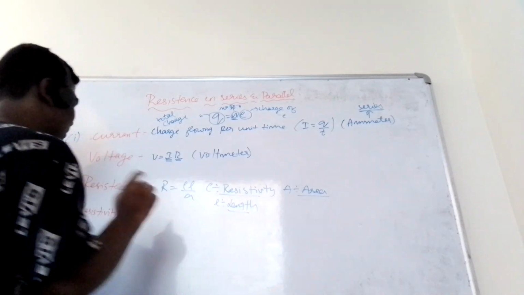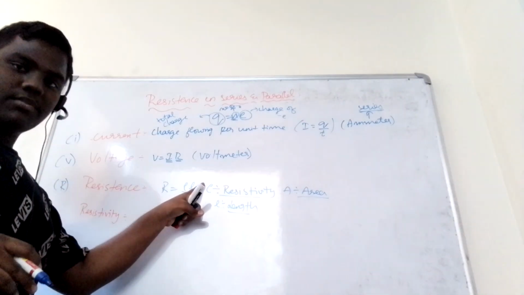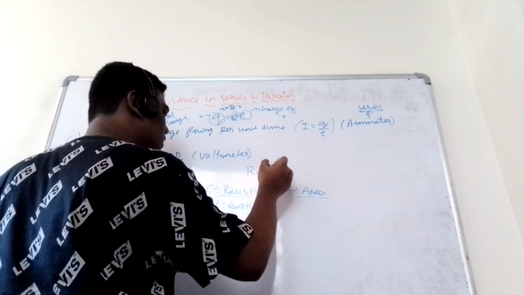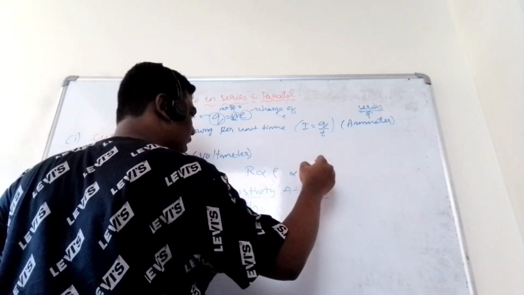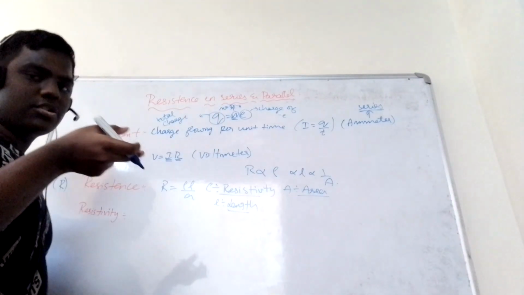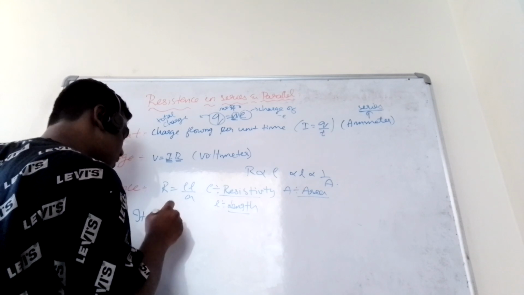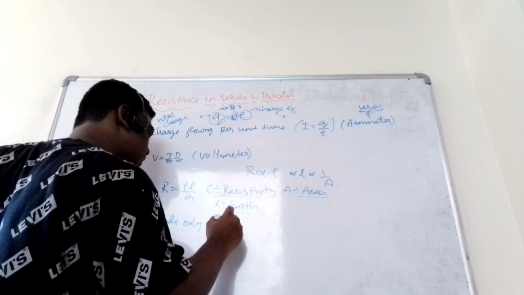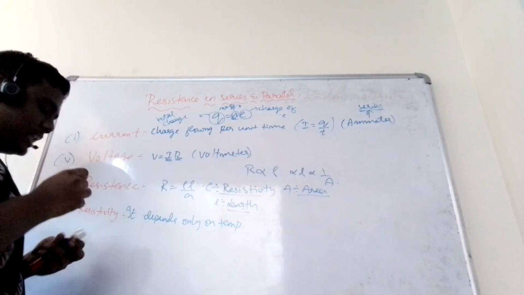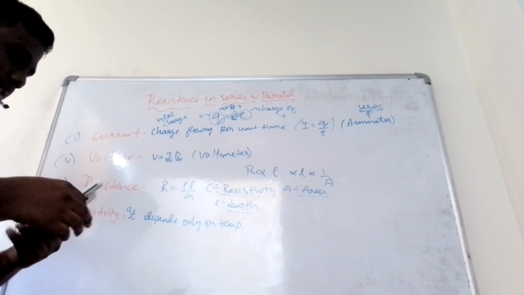One thing that should be noted here is resistance depends on resistivity, length of the conductor and area. We can say R is proportional to resistivity, proportional to length and inversely proportional to area. Coming to resistivity, it is the nature of the conductor, and the point to be noted is that it depends only on temperature. It doesn't depend on any other factor like length, area of cross section, etc. So these are the four main important terminologies.